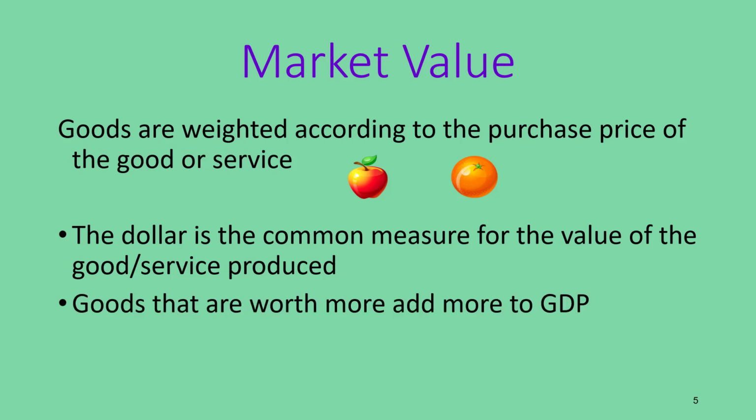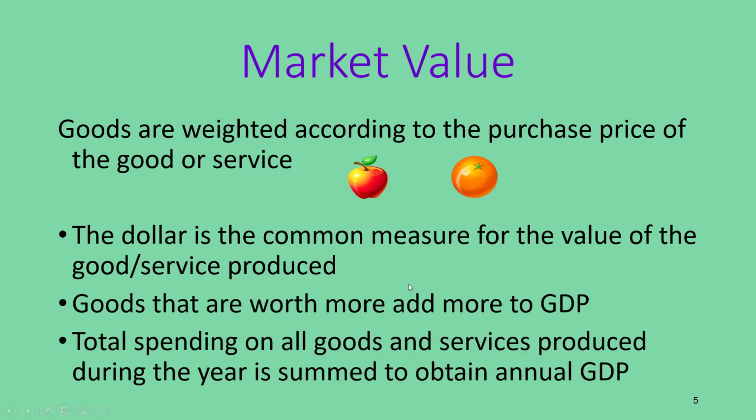Now, please note that goods that are worth more are going to add more to GDP. So if the selling price of an orange is higher than the selling price of an apple, then each orange we produce will add more to GDP than each apple we produce. If the selling price of a computer is more than both apples and oranges, then every computer we produce is going to add more to GDP than those apples and oranges. So again, we're measuring production. Things that cost more to produce are going to add more to GDP than things that cost less to produce.